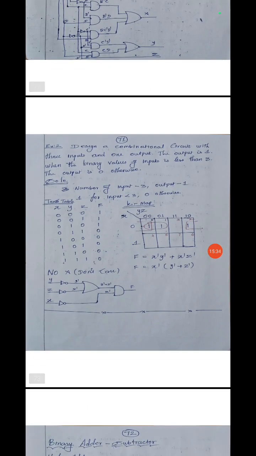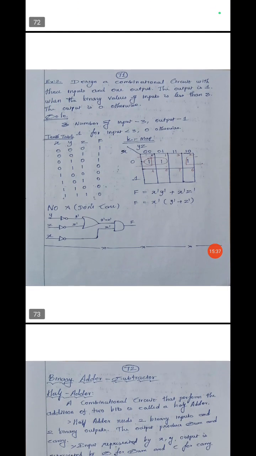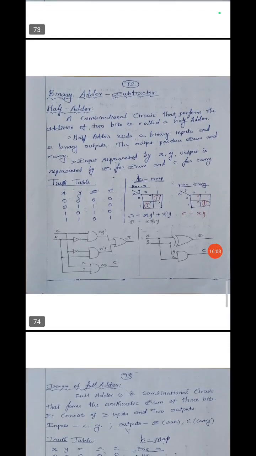Then this is a second example. Design a combinational circuit with 3 inputs and 1 output. The output is 1 when the binary value of the input is less than 3. This is the condition: if the binary value is less than 3, the output is 1, otherwise the output is 0. Based on the condition you have to make a truth table. For the 3 variables x, y, z, the truth table runs from 0 to 7. The output is 1 for values below 3 and 0 for the rest, and from that you have to draw the K-map. By using the K-map you have to draw the logic circuit diagram. This is a combinational circuit design.